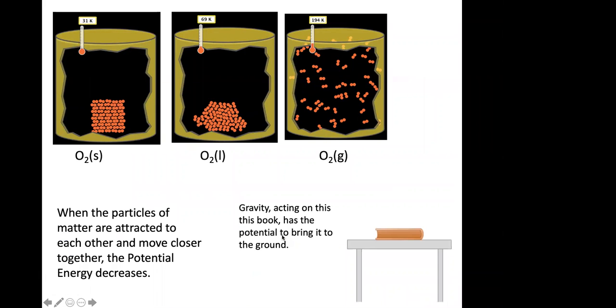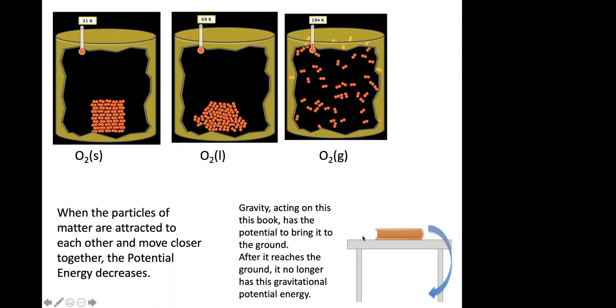Now, the reason I bring it up right here, let's think about it, first of all, in terms of gravity. So imagine this description. When particles of matter are attracted to each other and they move closer together, I'm going to say the potential energy goes down. Look at this scenario right here. We have a table and there's a book on the table. Gravity is acting on this book. It has the potential to bring it all the way to the ground.